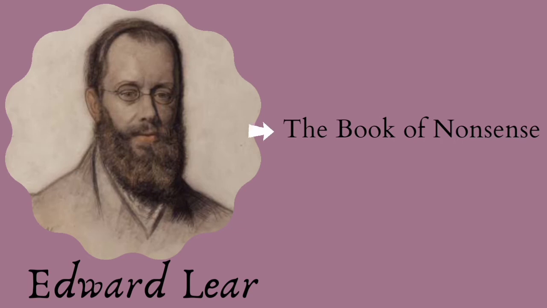Edward Lear. Edward Lear was born on May 12, 1812 and died on January 29, 1888. He was an English artist, illustrator, musician, author, and poet, mostly known for literary nonsense in poetry. His major and very famous work is the Book of Nonsense.